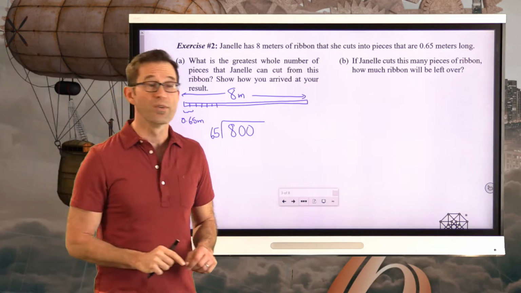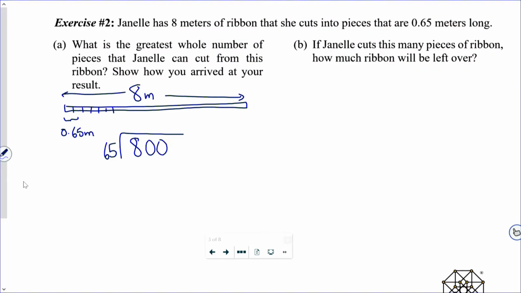So let's go through this division, right? 65 goes into 80 one time, and when I do the subtraction, I'm going to end up with a 15. I'm then going to drop my 0 down. Let me think. 65 into 150, let's try 2 times. What do we get? We get 130. When I subtract this, I'm going to get 20.